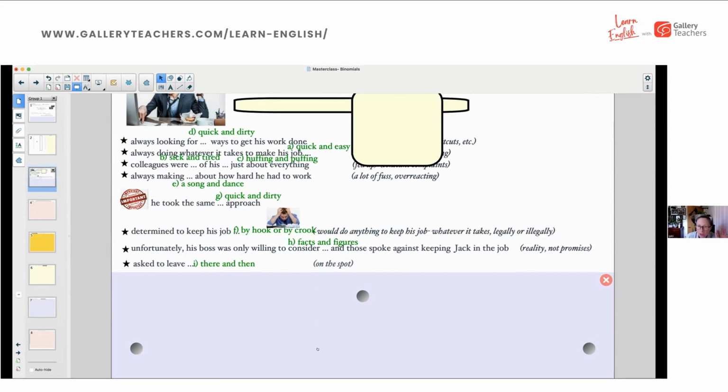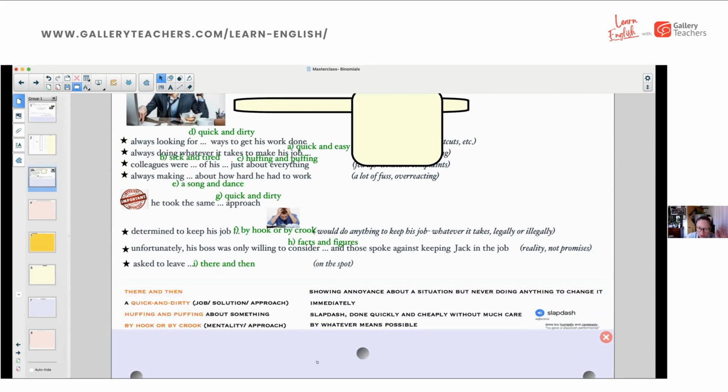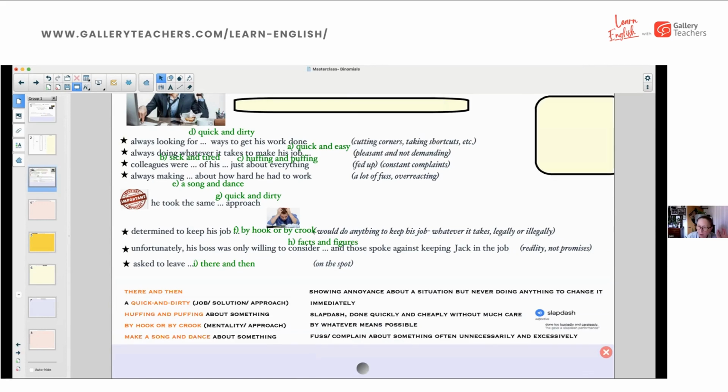So let's just do a quick revision. When you show that you are angry, but you have no intention to actually act on it, you just want to talk about it and complain, which expression is it? Which one tells you that? So, huffing and puffing. What happens is you huff and puff about things, but you never do anything.